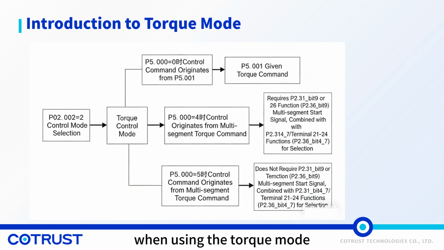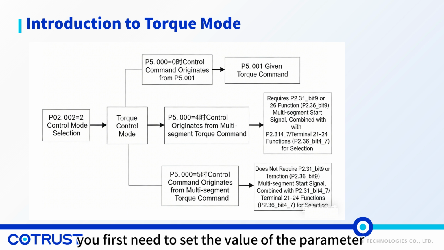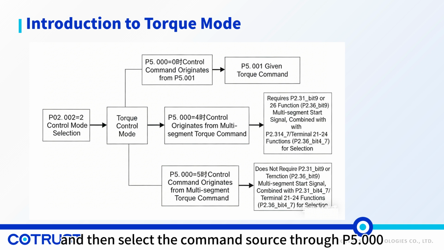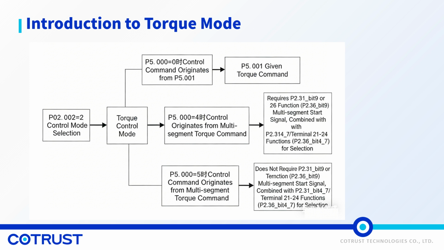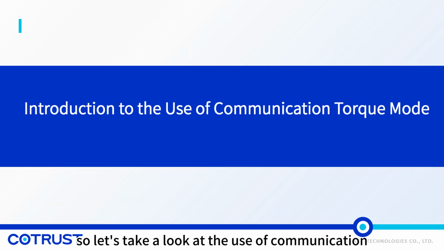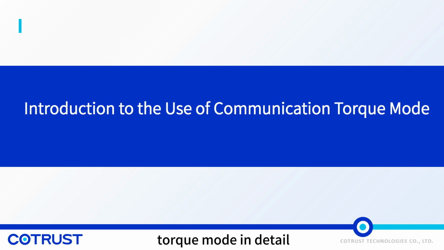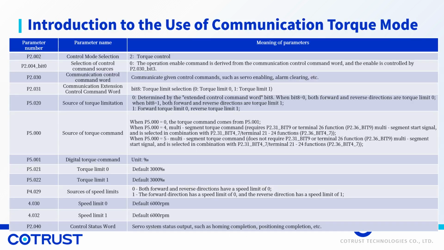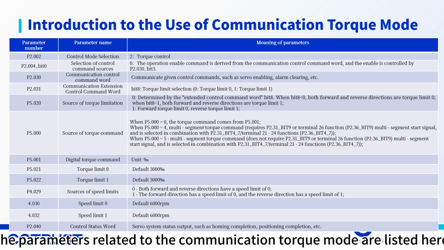When using the torque mode, you first need to set the value of the parameter P0.02 to 2, select the torque control mode, and then select the command source through P5.000. So let's take a look at the use of communication torque mode in detail. The parameters related to the communication torque mode are listed here.